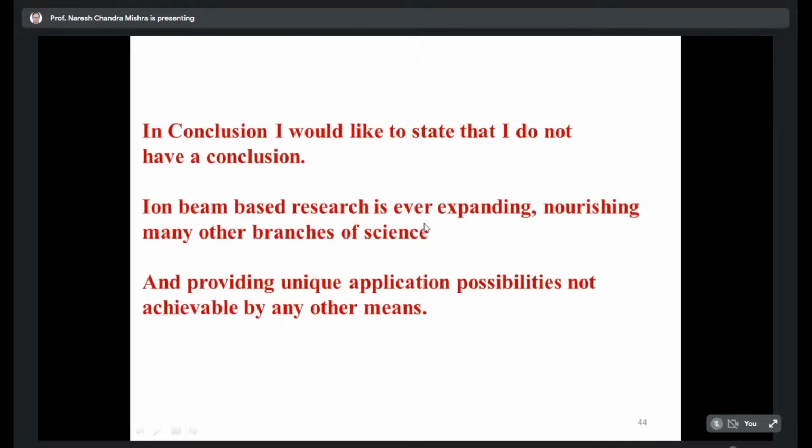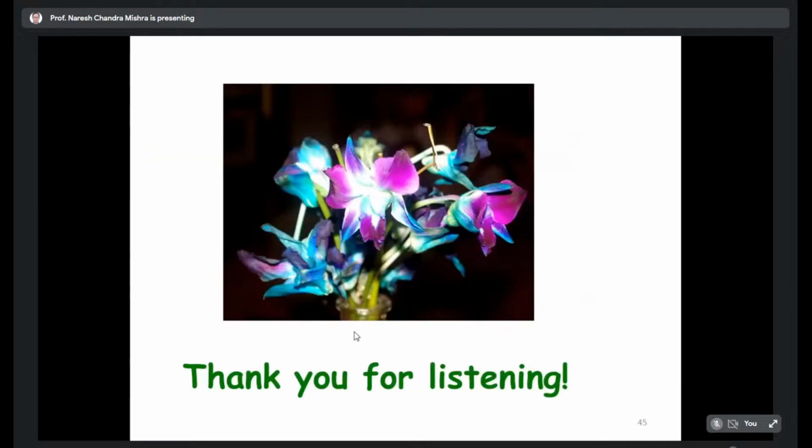Well, in conclusion, I would like to state that I do not have a conclusion. Why? Ion beam-based research is ever expanding, nourishing many other branches of science, not just material science, and providing unique application possibilities not achievable by any other means. So the secrets are still unfolding day after day, and hence no conclusion. Thank you all.